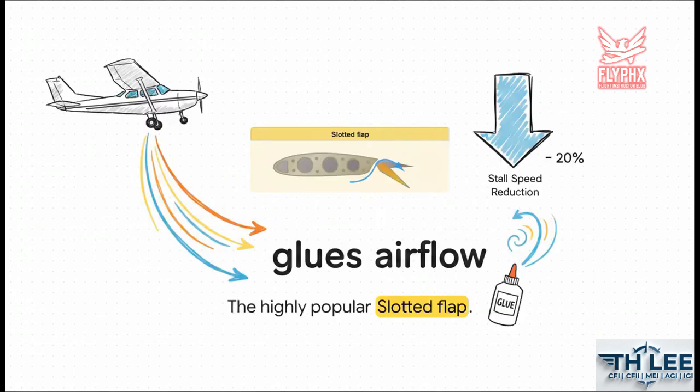Now this next one is a favorite, especially if you're going to be flying Cessnas, the slotted flap. When this flap extends, it physically opens up a duct, or slot, between the wing and the flap. This brilliantly routes high-energy air from underneath the wing over the top of the flap, acting like an aerodynamic energy boost that glues the airflow to the surface. It delays airflow separation so effectively that it can lower your stall speed by up to 20%.